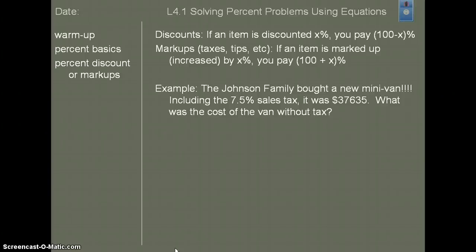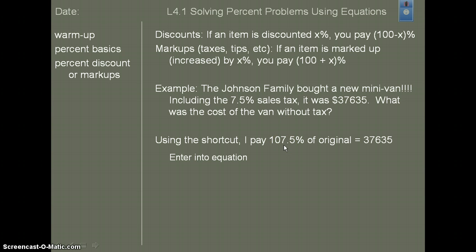The Johnson family bought a new minivan, including the 7.5% sales tax. It was $37,635. What is the cost of the van without tax? So in this case, again, we're going to know the percentage and we're going to know the resulting quantity, but we're not going to know the original quantity, the cost of the van without tax. So using our shortcut, we know that we're paying 107.5% of the original, the 7.5% sales tax added into 100. So we're going to enter into the equation 107.5% or 1.075 times the original quantity equals the paid amount, $37,625.